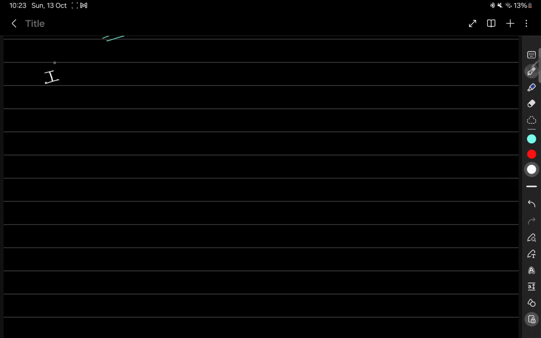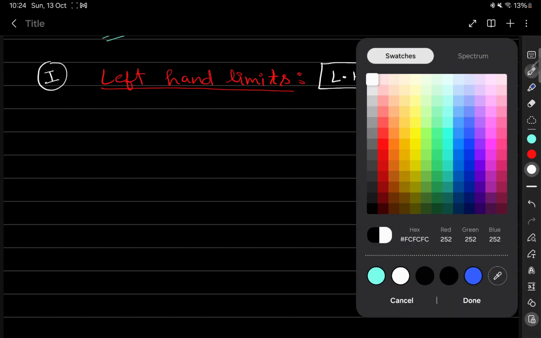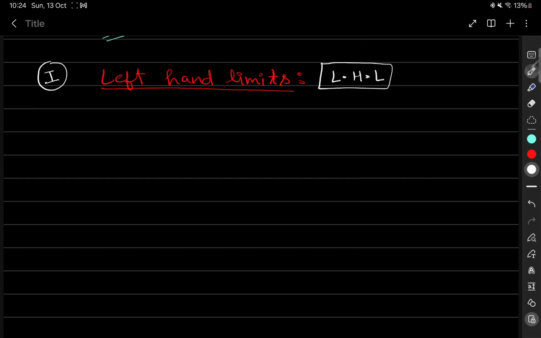So write the first point here. The first point is left hand limit. I call this LHL. This is the left hand limit. Now what is LHL? Write the definition for this.